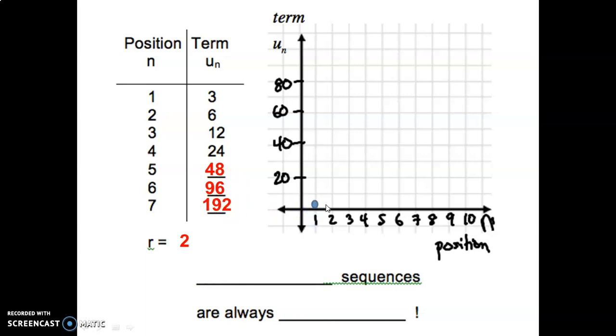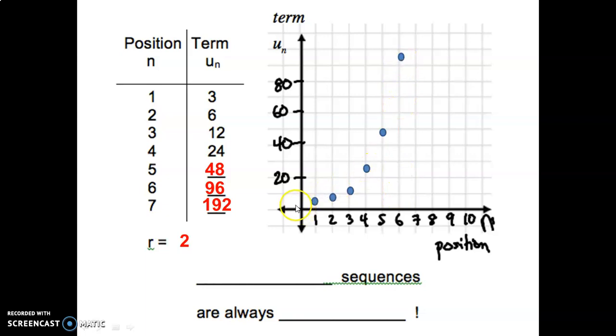Let's plot the points. First term, position number 1, we have 3. Position 2, we have a 6. At position 3, we have a 12. At position 4, we have 24. At position 5, we have 48. And at position 6, we have 96.